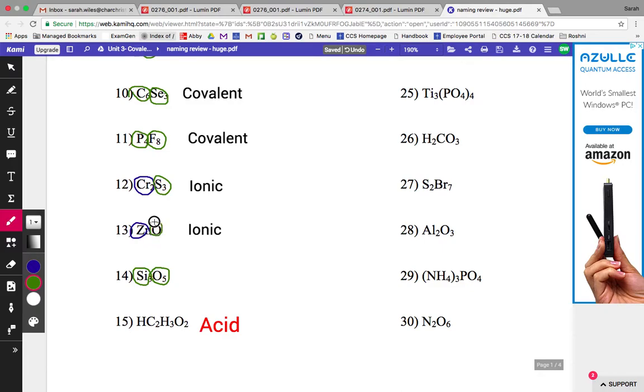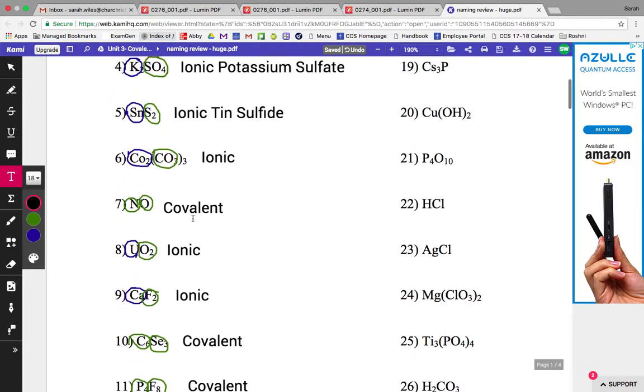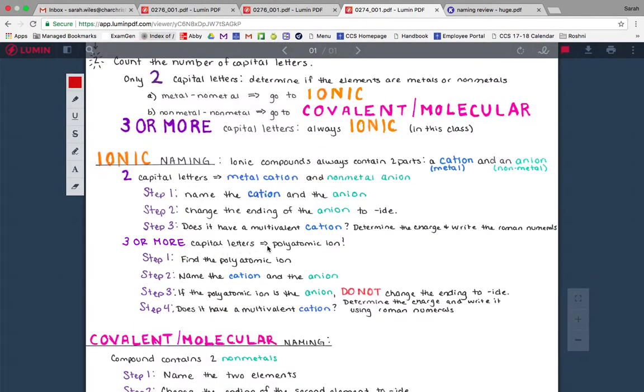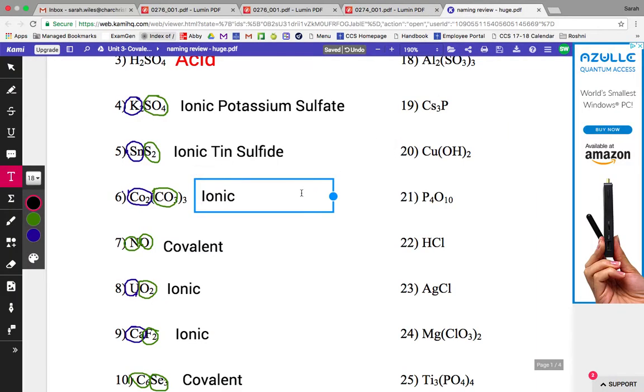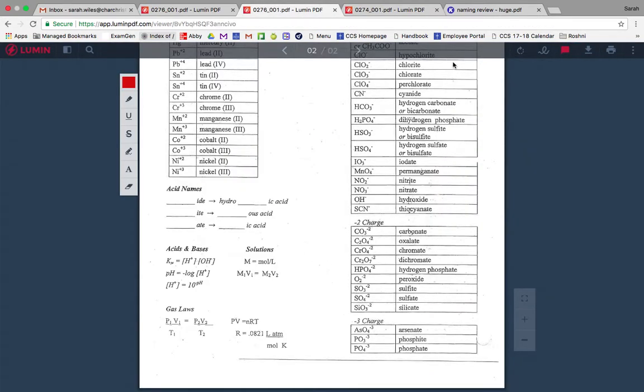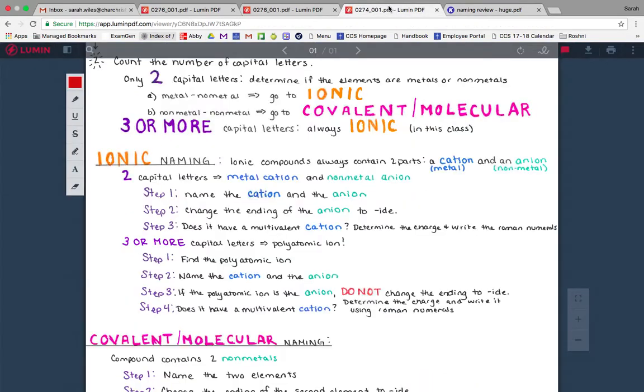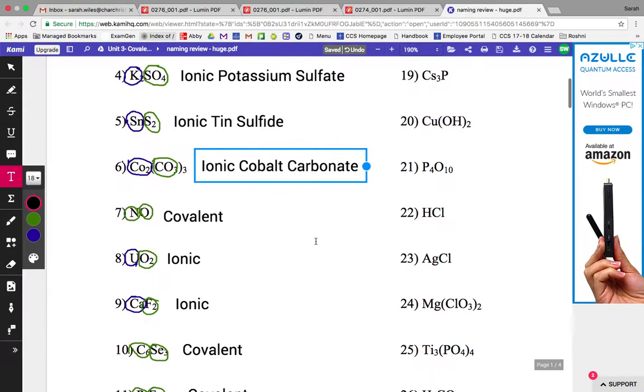Now, you're going to go through, and every one of those formulas that you said was ionic, you're going to name. So starting with number 6, back to the naming rules. If there are 3 or more capital letters, you're going to find the polyatomic ion. We did that. You're going to name the cation and the anion. The cation is cobalt. The anion is the polyatomic ion carbonate. And if the polyatomic ion is the anion, you do not change the ending to "ide." Number 7 is covalent, so we're skipping that for now.